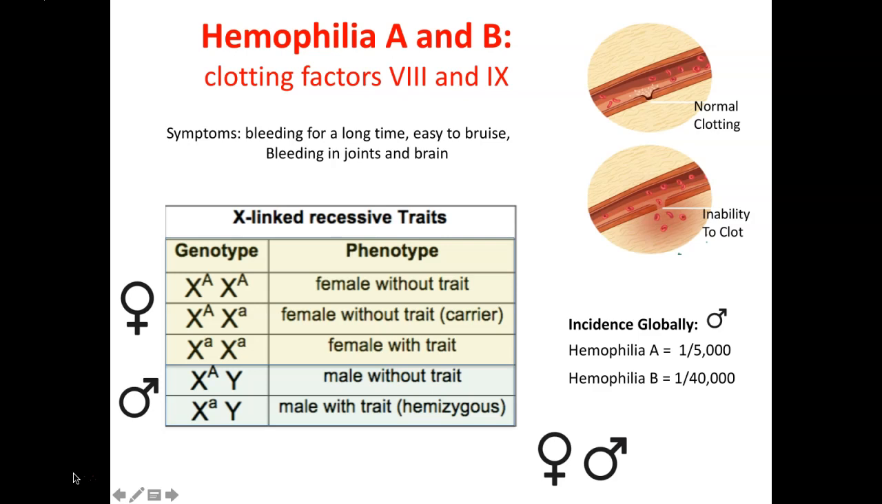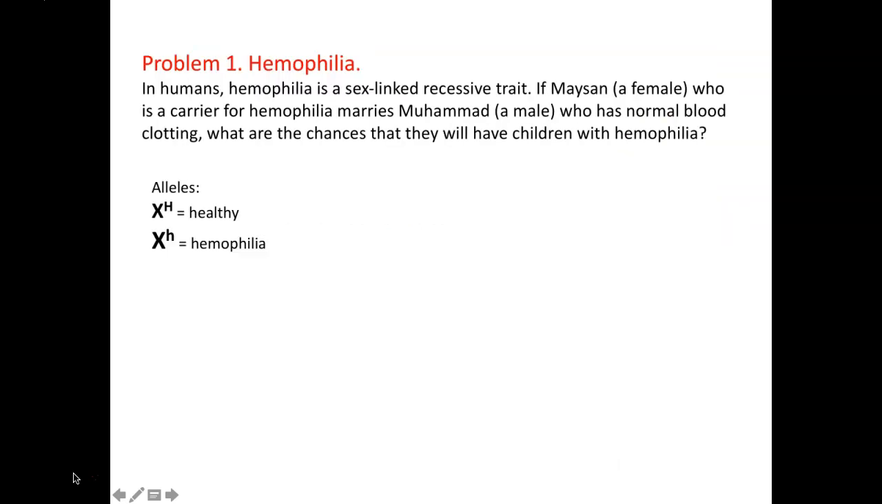Okay, so hemophilia A and hemophilia B happen throughout the world, with hemophilia A being more common. I don't expect you to memorize the symptoms or the inheritance patterns of any of these diseases, but I bring them up because you might have heard of these before in the population. So we're going to go through several different problems to make sure you understand the approach to solving these problems.